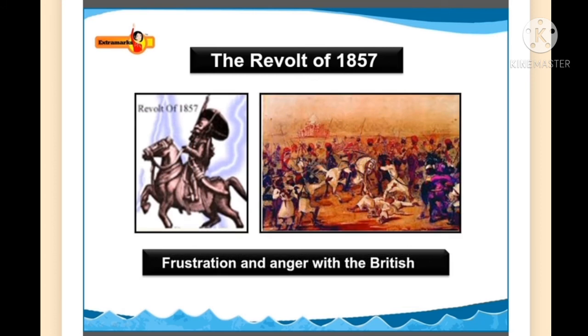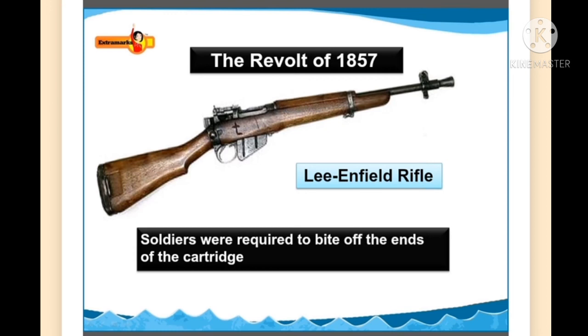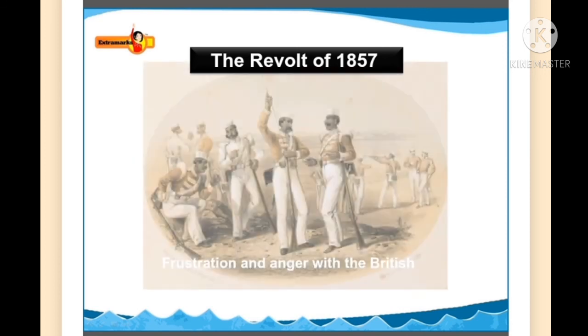There is a threshold for everything, and by 1857, the hospitality with which Indians had once welcomed the British traders gave way to frustration and anger. In order to load a cartridge into the Lee-Enfield rifle, the soldiers were required to bite off the ends of the cartridge. These cartridges were rumored to have been greased with the fat of cows and pigs. The soldiers refused to use these cartridges. The consequences were dire. The soldiers were threatened and forced to use the cartridges.